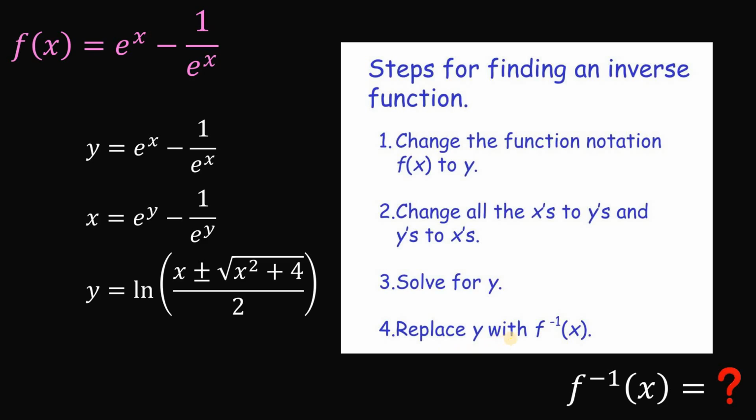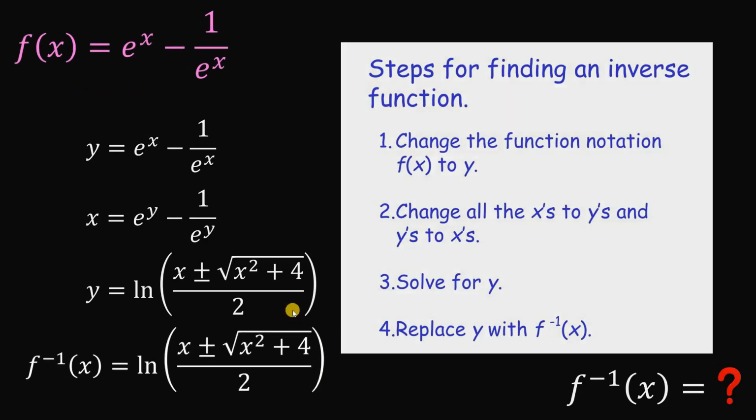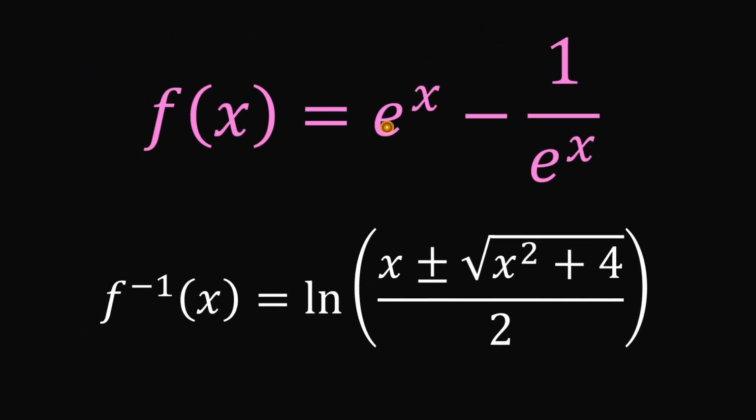And the fourth step, replace y with f inverse of x. And there you have it. So given this function, then f inverse of x is simply equivalent to ln of x plus or minus square root of x squared plus 4 all over 2. Therefore, if we have f of x equals e raised to the power of x minus 1 over e raised to the power of x, then f inverse of x is simply equivalent to ln of x plus or minus square root of x squared plus 4 all over 2.